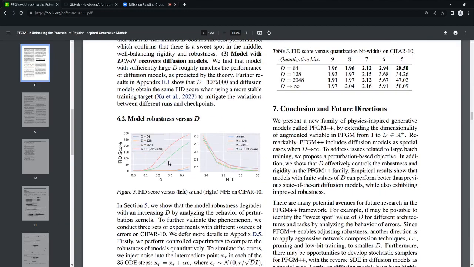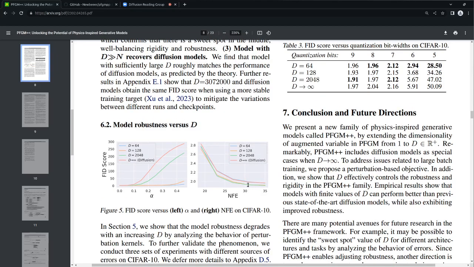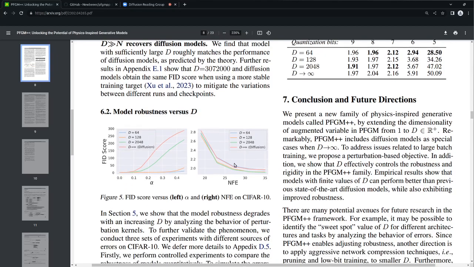So model robustness versus D. I think alpha here is the variance of the noise they add to the sampling process. They show that for very low D the noise barely affects the performance, whereas for the diffusion, you add noise and it breaks down a bit. Then they also do the same for the number of function evaluations, as if you take larger steps with your ODE solver, what happens?